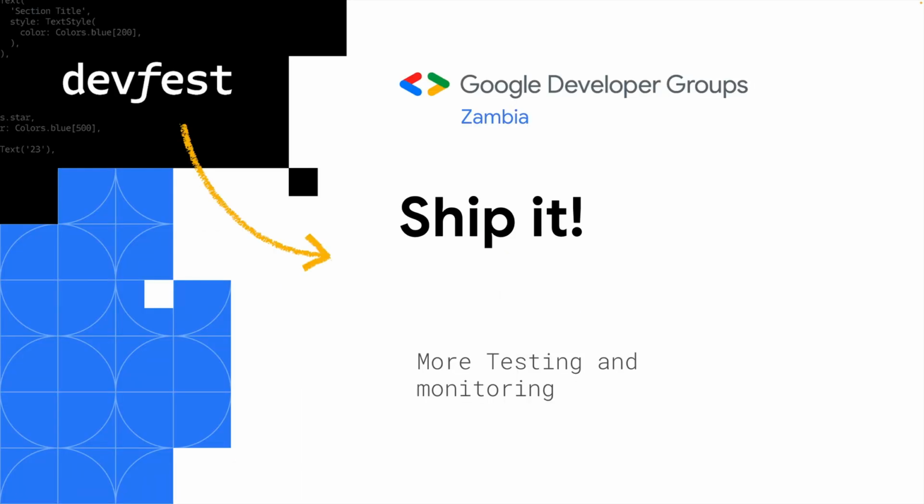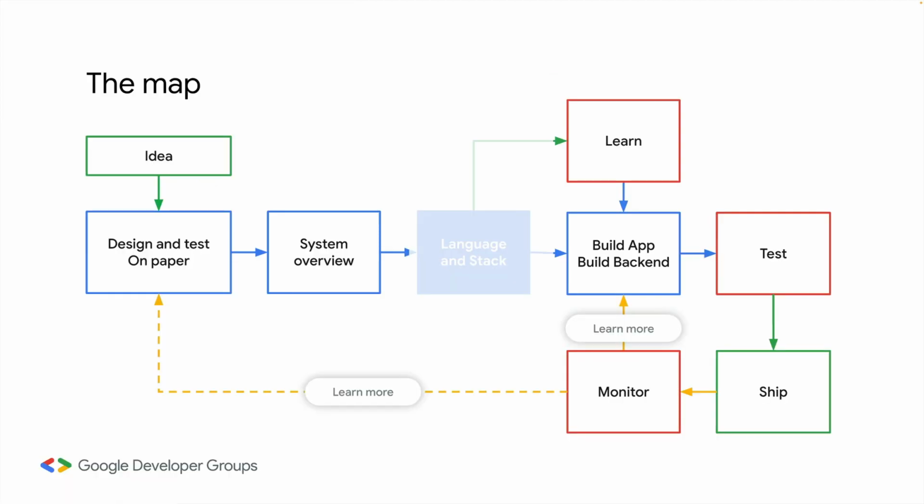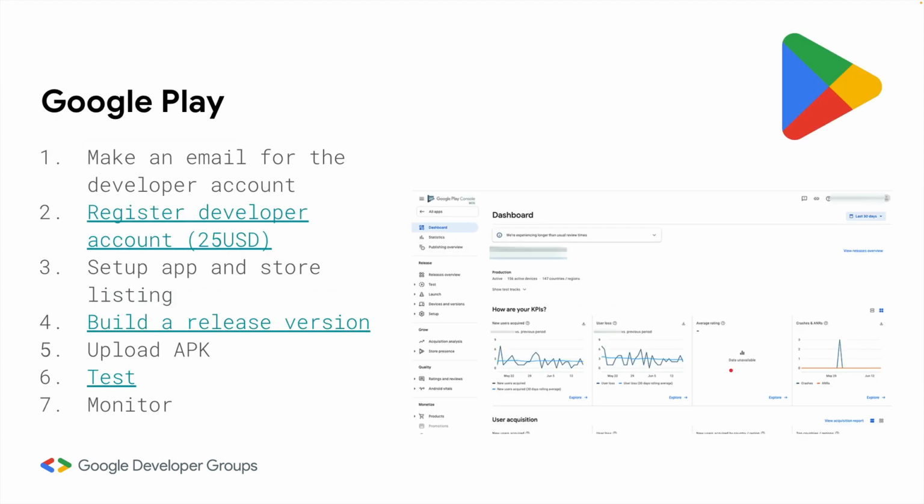And at this point now, you've thought about your app, you've designed your app, you've built your app, you've made some front-end and back-end decisions, you've added some tests, you're monitoring your app. At this point, you could be ready to ship your app. So we are finally in the final green block of the map. So just briefly an overview, if you're going to be shipping to Google Play, I would make a special email for your developer account and you register your developer account, and this is where you need the $25.